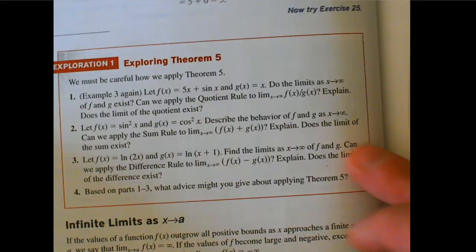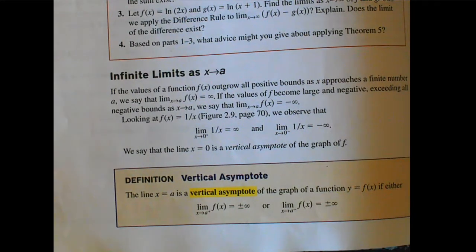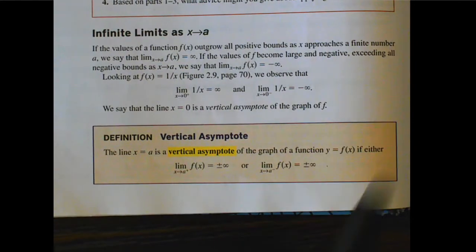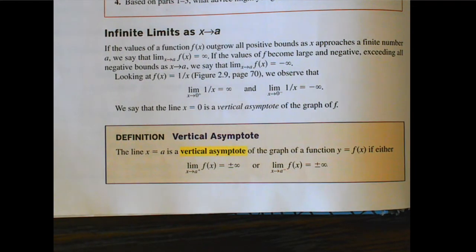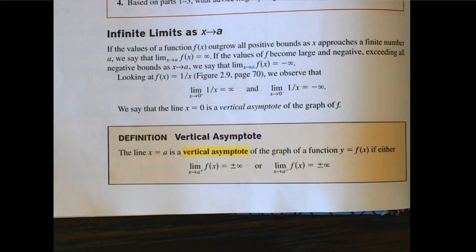Now on page 72, we have vertical asymptote. The line x equals a is a vertical asymptote of the graph of a function y equals f of x if either the limit as x approaches a from the right of f of x is equal to positive or negative infinity, or the limit as x approaches a from the left of f of x is equal to positive or negative infinity. And I would write that down if I were you.